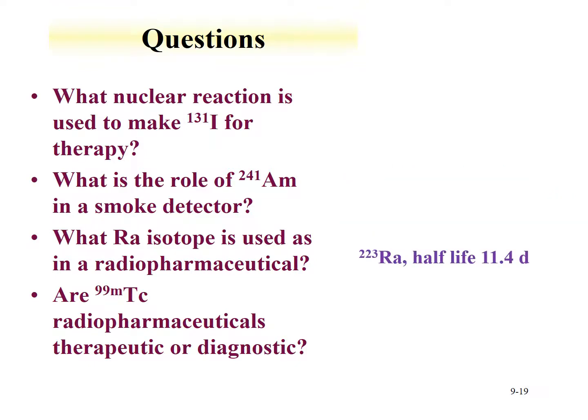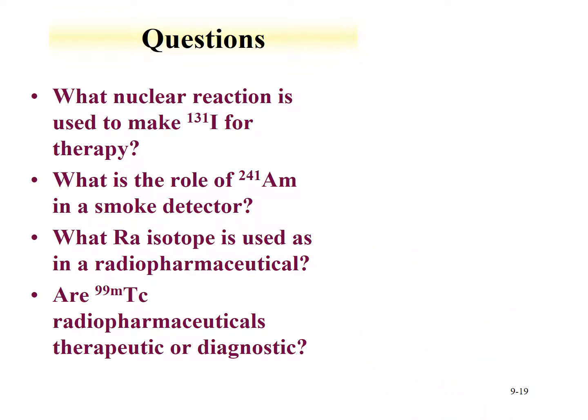What radium isotope is used in Xofigo, the approved radium-based radiopharmaceutical? That is radium-223. Its half-life is 11.4 days. That's a suitably short half-life as opposed to radium-226 with a half-life of 1,600 years. It wouldn't have the same specific activity.